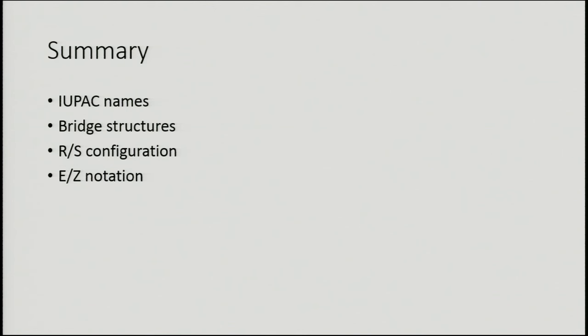Let us recap what we have seen in the summary. So, we have seen the IUPAC naming of various compounds. We have also seen how bridged structures can be named. We have seen how RS configuration is given. We have also seen the EZ notation according to the CIP rule, and how it can be given. So, all those things we have seen.